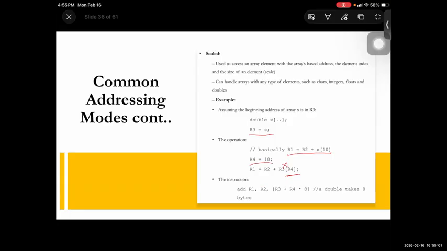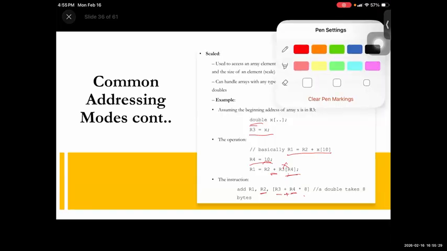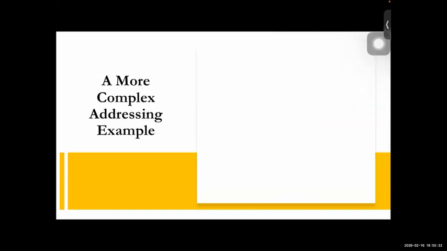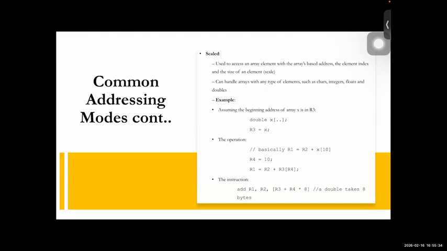The instruction looks like an add instruction. Source 1 operand is R2. Source 2 operand is the base address plus the element, that is the 10th element, multiplied with the size of the double. So it takes 8 bytes. So this is the scaled addressing mode. It's a scaled addressing mode.